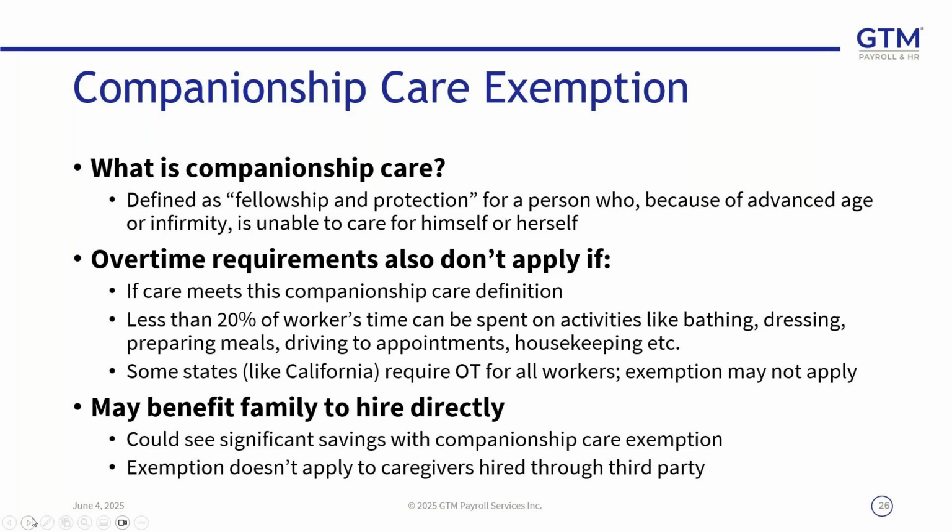So work is defined as things necessary to care for an elderly patient. So that'll be things like bathing, dressing, cleaning, and cooking. Only 20% of a caregiver's work time can be spent doing these sorts of activities in order to qualify for the exemption. That means the rest of their time is spent with fellowship and protection. So that can be things like watching TV, doing puzzles, playing cards, or doing whatever it is that is not necessary to take care of the elderly patient.